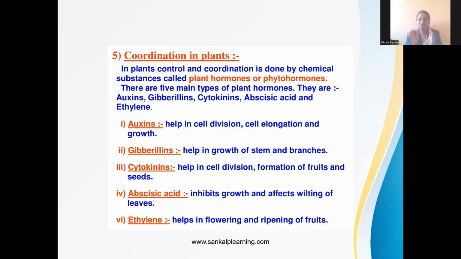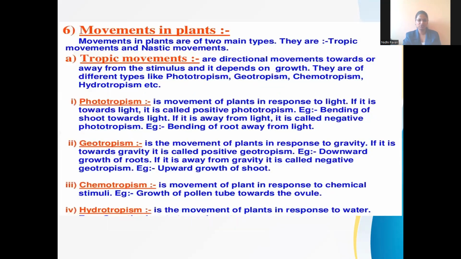There should be a full stop for everything, right? Growth should not occur every time, throughout the lifetime. At some point the growth should stop. So that growth will be stopped by abscisic acid. Ethylene helps in flowering and ripening of fruits. Ethylene is a hormone which helps in flowering and ripening of the fruits. So this is a brief concept about the plant hormones.